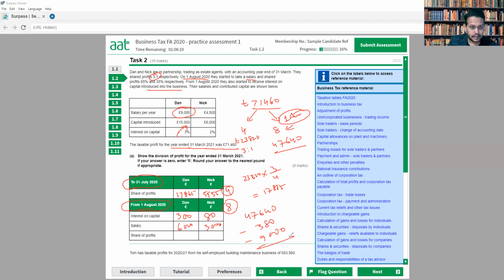And after that, they said the profit will be divided on whatever is the profit left, 65% for Dan and 35% for Nick. So whatever is the profit left, we split 65% to Dan. So that is 24,869. And for Nick it is 35%. So that will be 13,391. That's it. It's not the difficult one. Let's move to the next one.